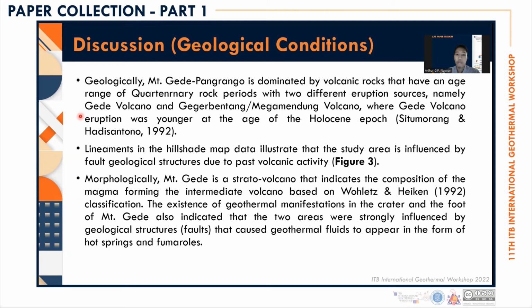And the lineament from the hillshade map illustrates that the research area is influenced by fault geological structures from the volcanic activity. Morphologically, Mount Gede is a stratovolcano, which indicates the composition of magma forming from an intermediate volcano, based on the Wohletz and Heiken classification.